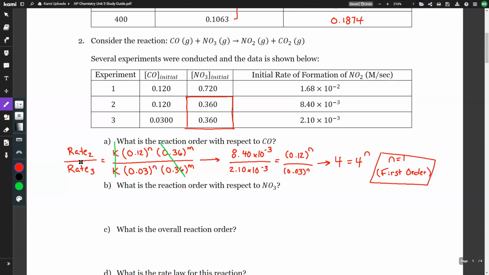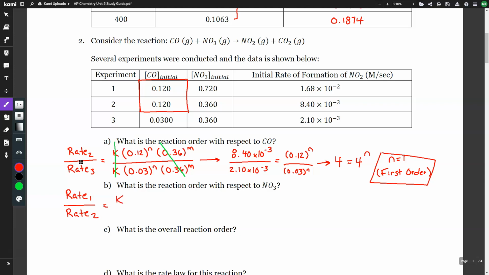All right, we're going to do the same thing for NO3. We're going to find 2 experiments where CO doesn't change. If you look at the table here, in experiments 1 and 2, the concentration of CO doesn't change. So we're going to repeat the process, using those 2 experiments. Experiment 1 is going to go on the top, and experiment 2 is going to go on the bottom.